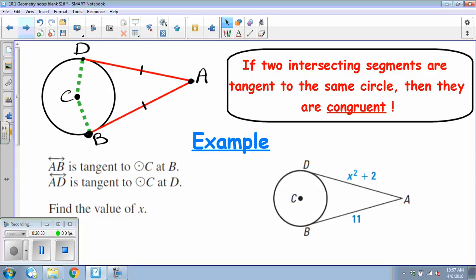So, segments DA and BA intersect at point A. Those two segments are tangent to the same circle. They're both tangent to circle C. If they're both tangent to circle C, then that means they are congruent. So DA is congruent to BA. Segment DA is congruent to segment BA.